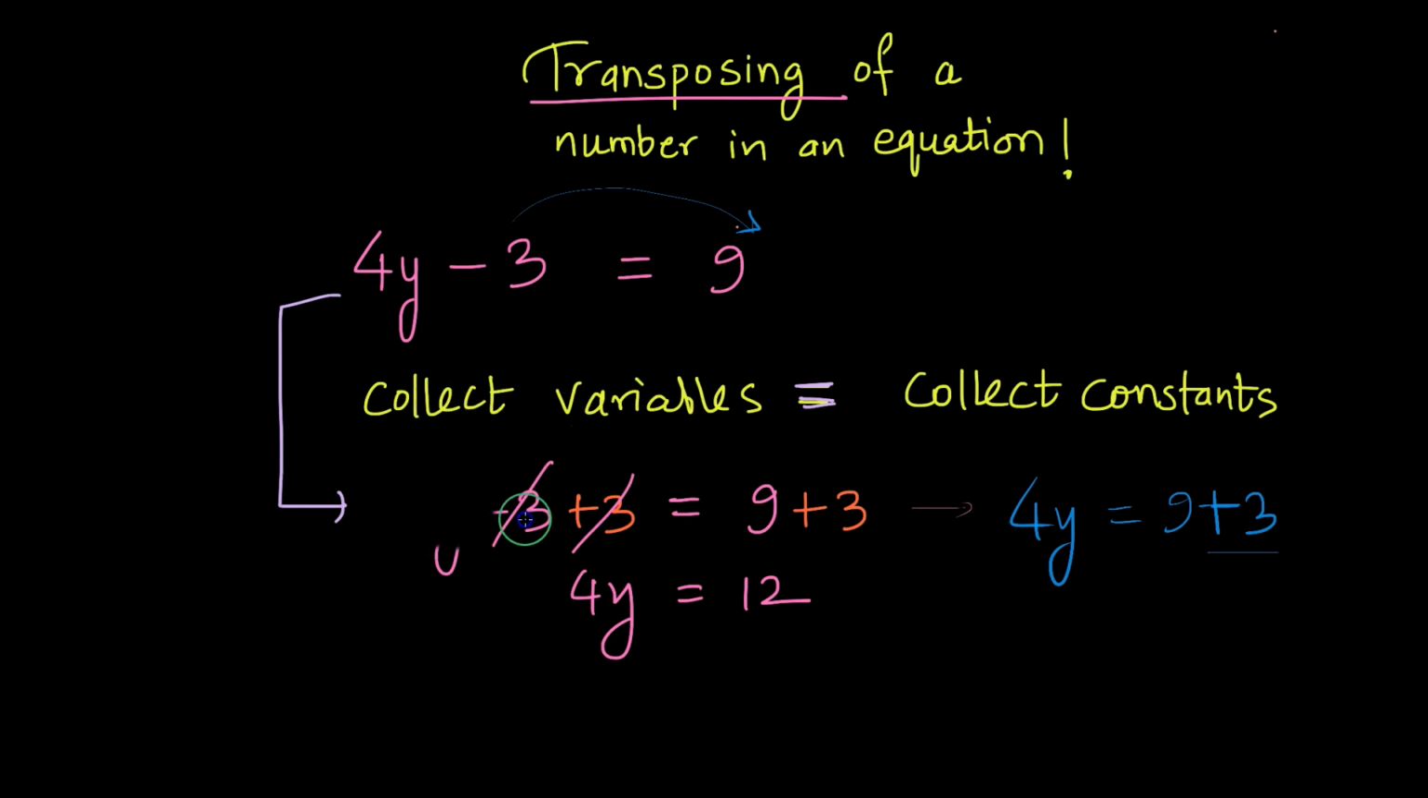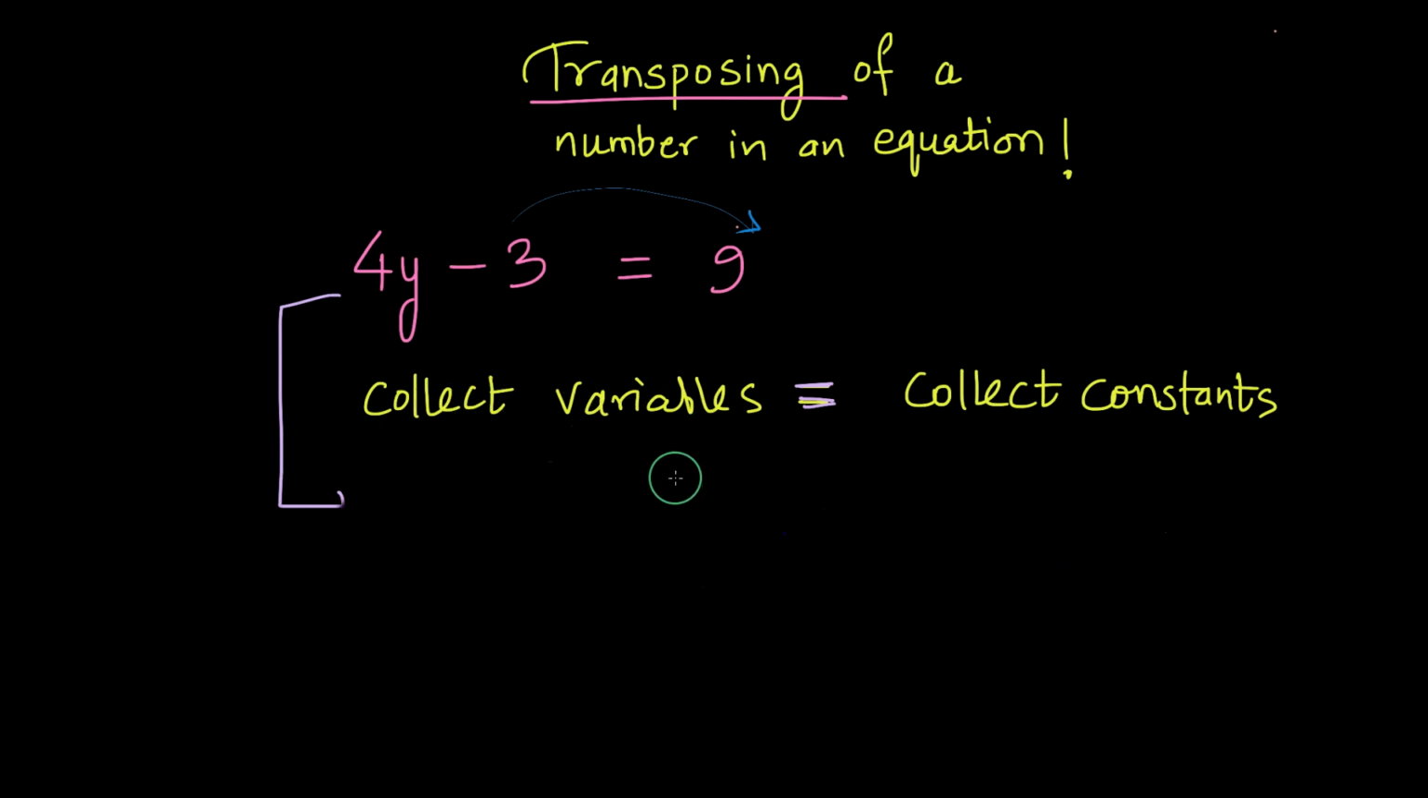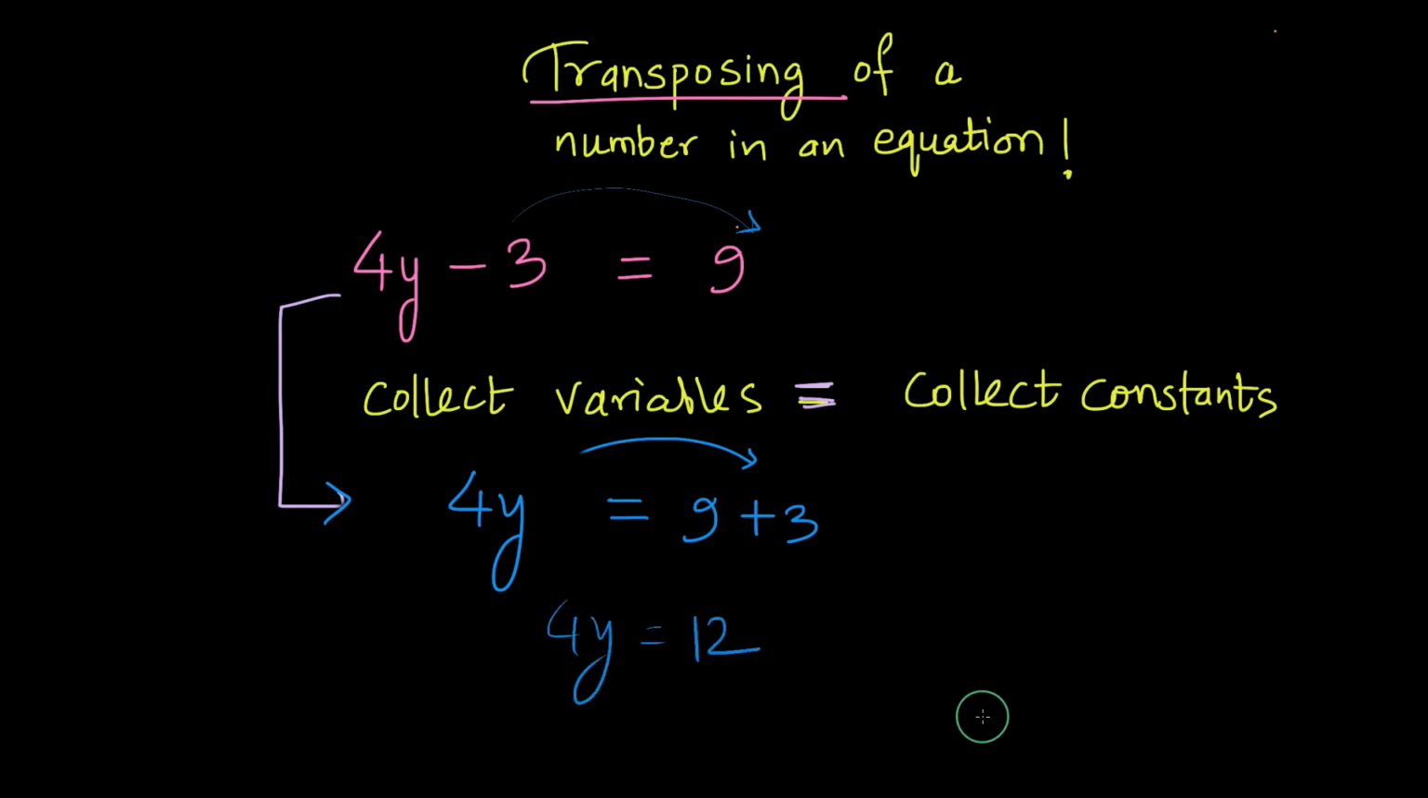So we will do the same thing. We will just choose to transpose the number. So if we choose to transpose this minus 3, what will happen is that 4y will remain on the left hand side, and on the right hand side we will have 9, and this minus 3 has traveled from here to the right hand side and it has become plus 3. And that's how we will write the next step of the equation, and you get again 4y is equal to 12, from where you can solve the equation.